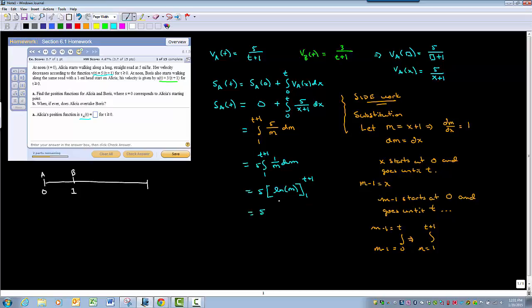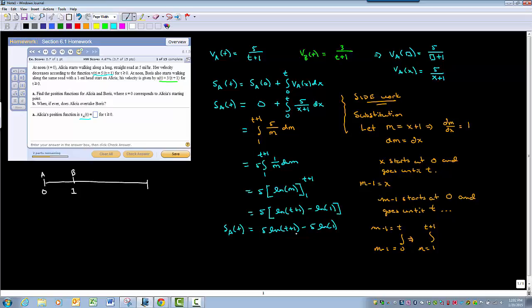So this is going to be 5 times the natural log of t plus 1, minus the natural log of 1, which is 5 times the natural log of t plus 1 minus 5 times the natural log of 1. So that's going to be Alicia's position function at time t.